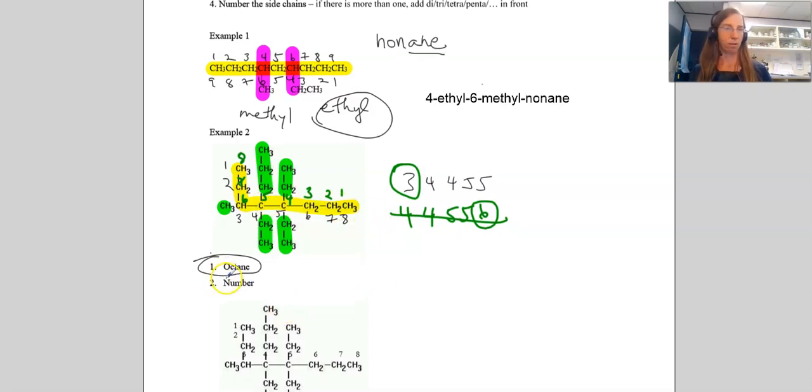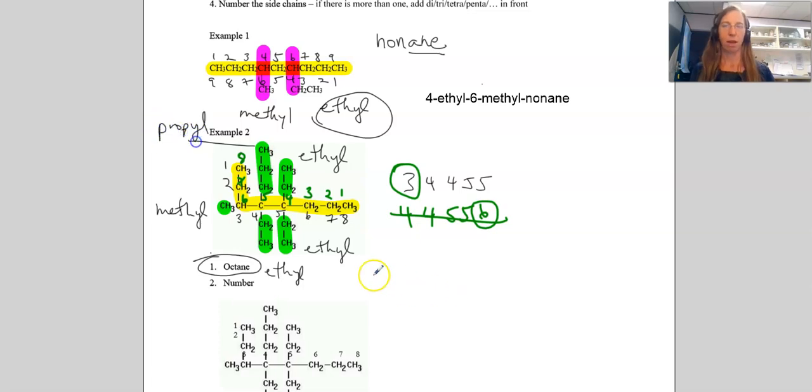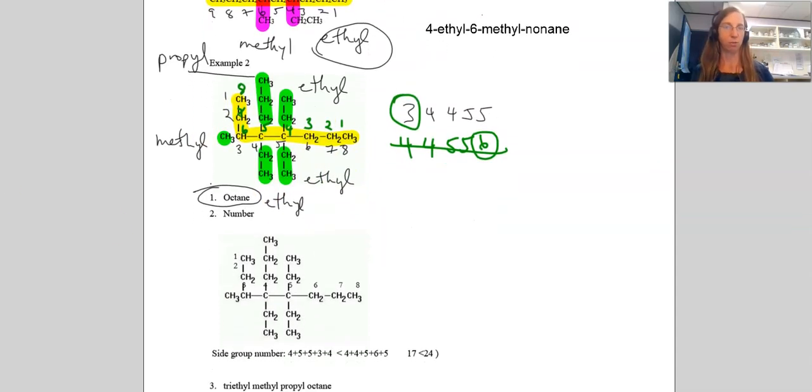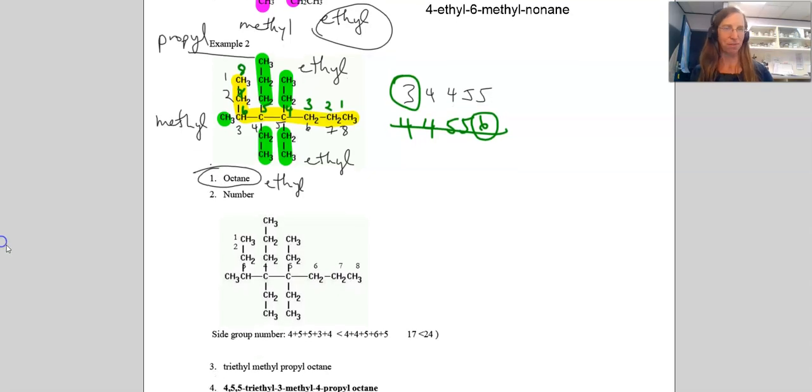And now I'll name the side groups. So here we've got a methyl, 2 ethyls on the bottom, another ethyl on the top, and then this one here with 3 carbons, propyl. And so we have 3 ethyls this time. And how do we say there's 3? Do we have to say ethyl, ethyl, ethyl? No, we don't. We can use tri.